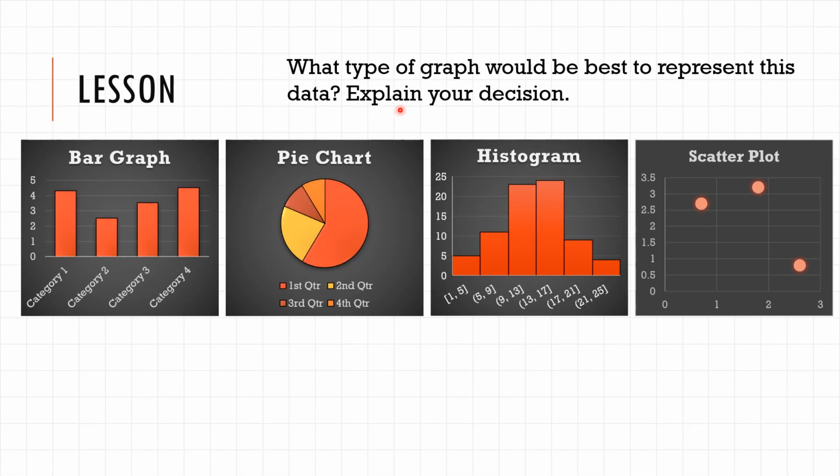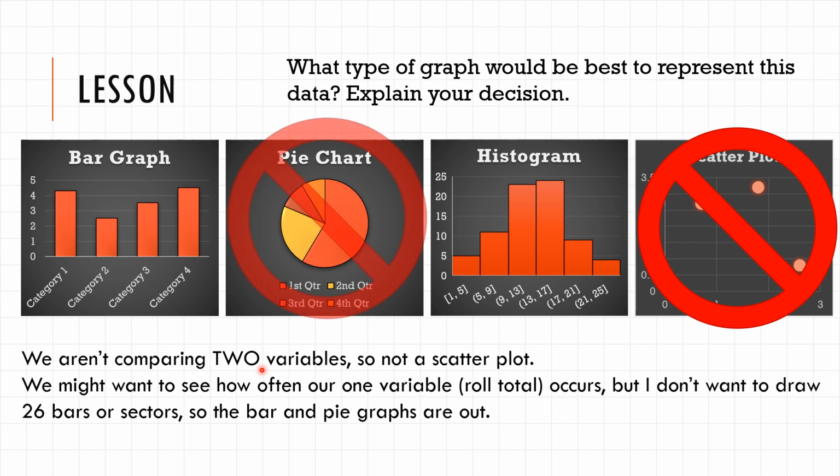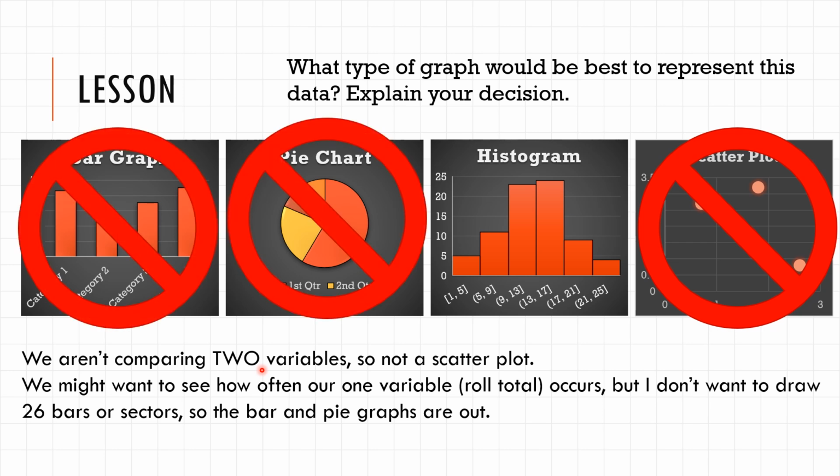What would be the best graph to represent this data? The best type of graph to represent this data would not be a scatter plot, because we're not comparing 2 variables. We only have 1 variable data. And also, I would not use a bar graph or a pie chart, because we want to see how often our 1 variable occurs. That's true, but we don't want to draw 100 or 26 different bars. That's a lot of bars for our bar chart.